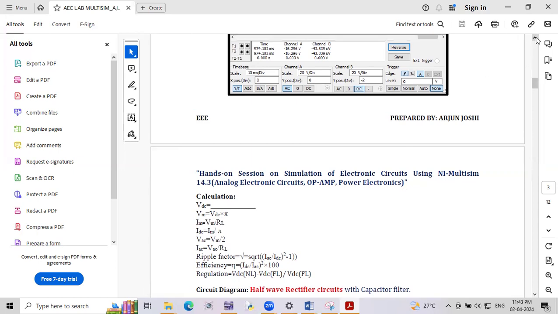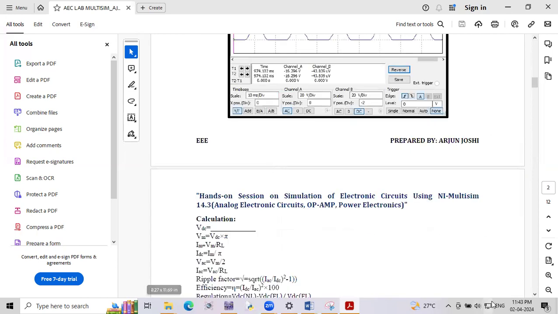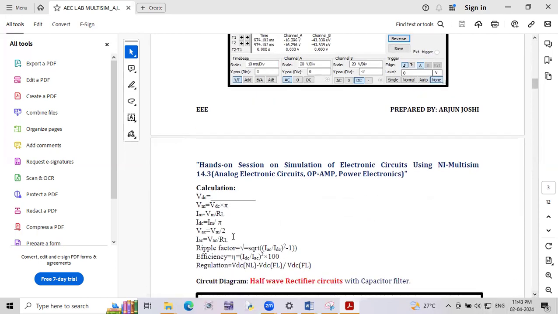What is the value of RL? Here I took 1 kilo ohm. Substituting here, we get IM. And then IDC is equal to IM, what we calculated previously, divided by pi. VAC is equal to VM divided by 2. And then IAC is equal to VAC divided by RL.